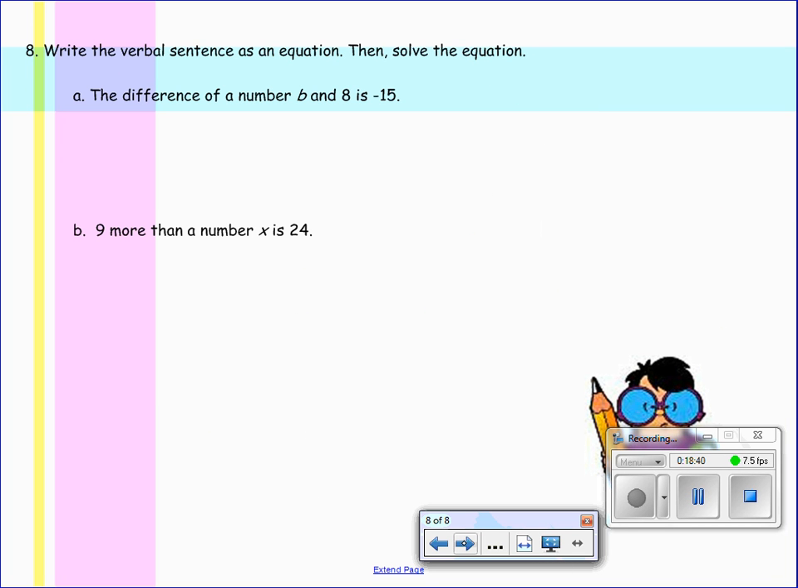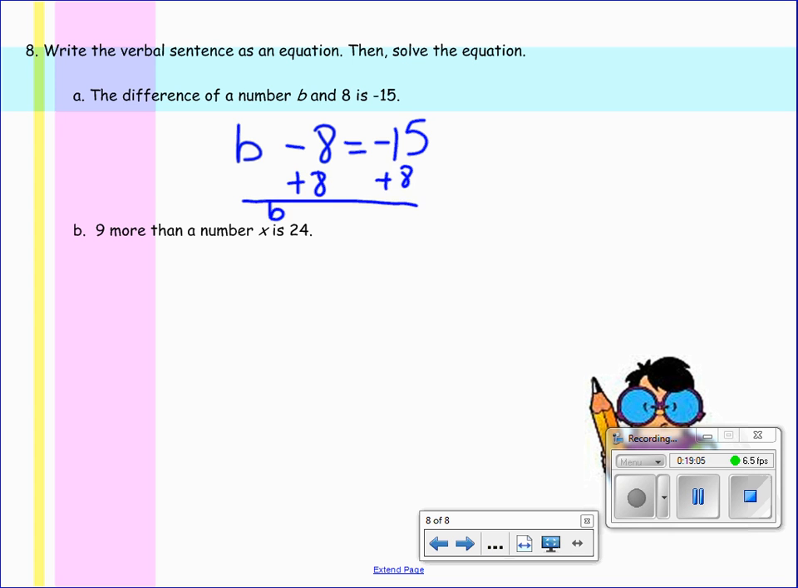In 8, write the verbal sentence as an equation, then solve the equation. So this is a review. We have the difference of a number b and 8 is negative 15. Inverse operation, we will add 8 to each side. B is equal to negative 7.